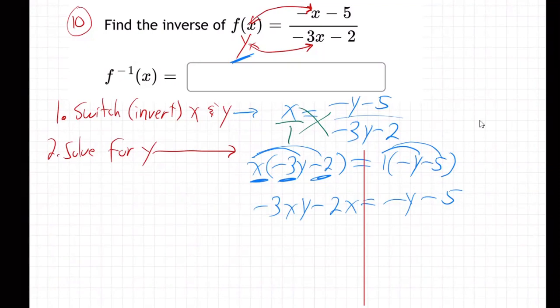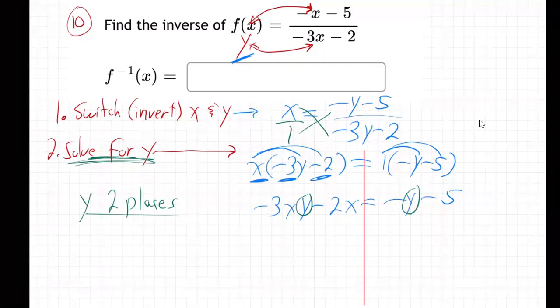So notice we're trying to solve for y. Y is in 2 places. Do you see that? Right here and right there. What do you do when what you're trying to solve for, y, not x, is in 2 places? You get the y's on the same side. So step number 1, get the y's on the same side.